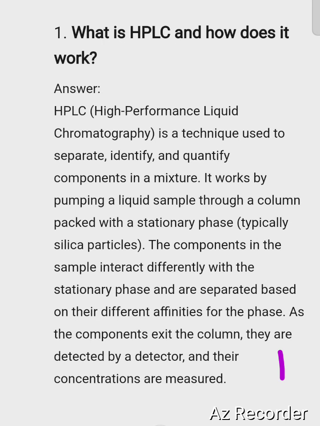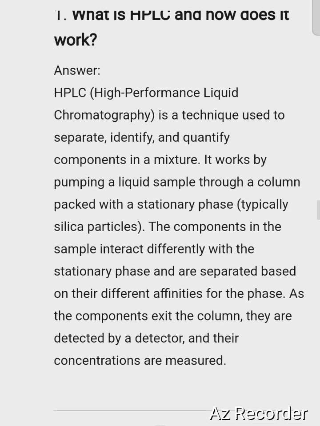It works by pumping a liquid sample through a column packed with a stationary phase. The components in the sample interact differently with the stationary phase and are separated based on their different affinities to the phase. As the components exit the column, they are detected by the detector and their concentrations are measured. So these types of answers you have to give. Then we will discuss the second question.